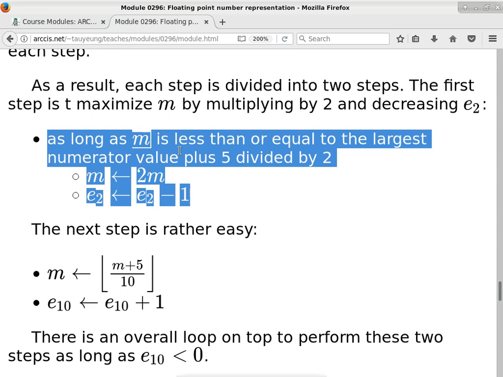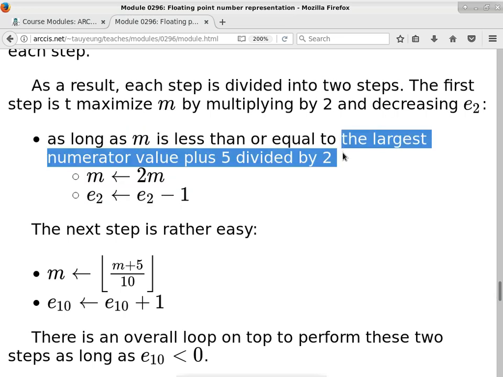So as long as m is less than or equal to the largest numerator value plus 5 divided by 2, we'll keep doing this, okay? We'll keep doubling m, and then we'll keep decrementing from e2. And therefore, we're making the mantissa larger and larger, but every time we double the mantissa, we have to remember to decrement e2 to compensate for the same value. Is that okay? So the key part here is, but how do I know this value? The largest numerator value plus 5 divided by 2.